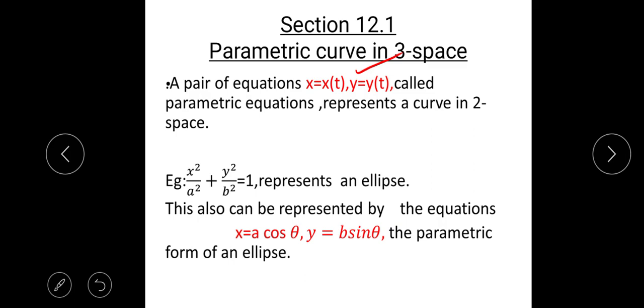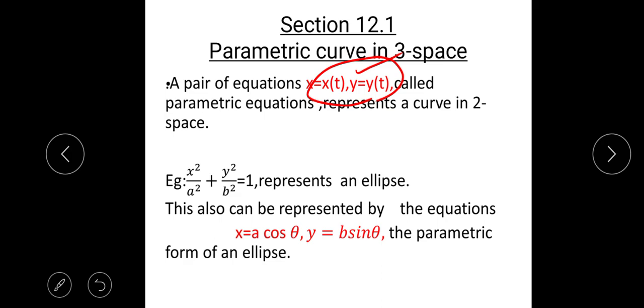A pair of equations, x is equal to x of t, y is equal to y of t, called parametric equations, which represents a curve in 2 space. So this equation together is called a parametric equation in 2 space. Let us consider one example.